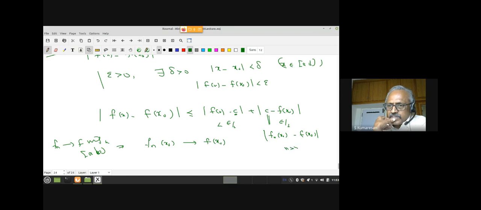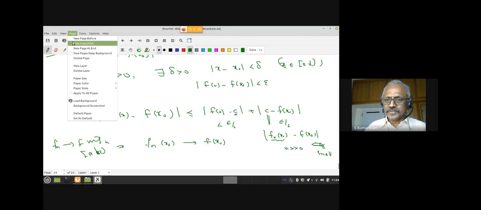So if n is very large, then since this convergence is uniform, fn of x naught minus f of x naught will be less than epsilon by 2. Will be small. Let us simply say qualitative. If n is very large, then fn of x naught minus f of x naught will be small. This is because of convergence of the sequence fn of x naught to f of x naught. Please understand this. There is a subtlety.